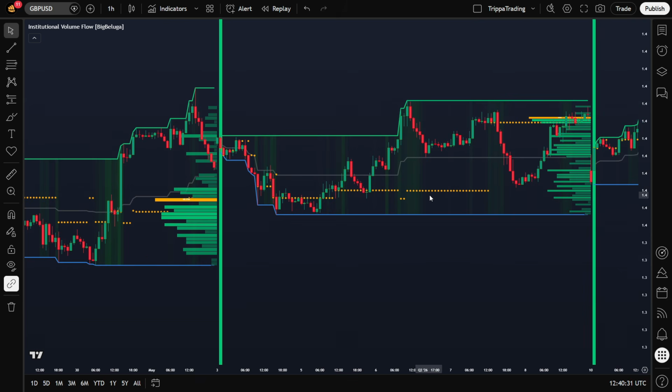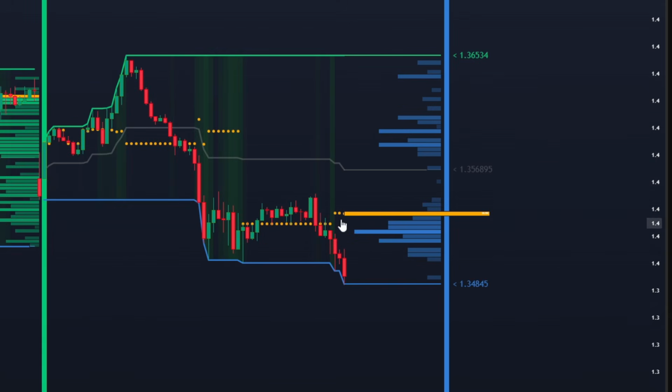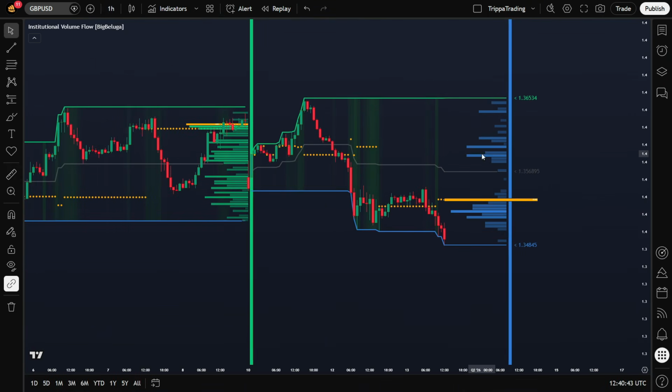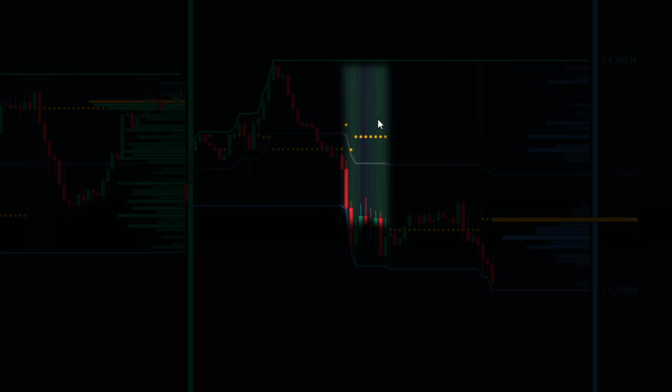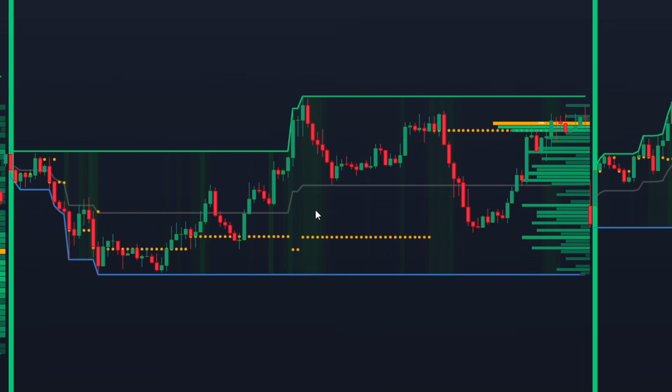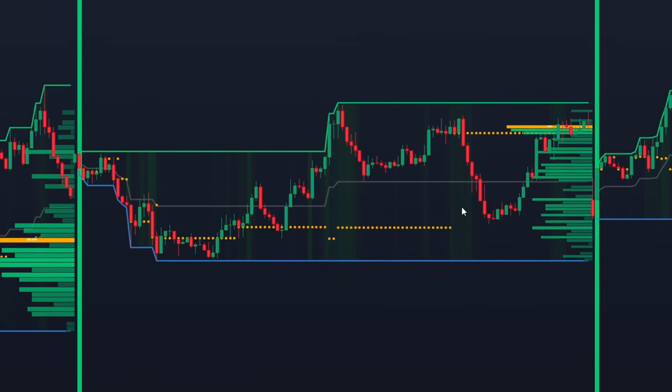Now, there is another visual detail here that matters. When the volume profile is above the midpoint, the profile is shown in green. When it is below the midpoint, it is shown in blue. That gives you a quick visual sense of whether the heavy activity is happening above or below the segment's balance area. And then you also have the highlighted vertical background zones. These are the time periods where volume was significantly high compared to normal. The indicator uses average and standard deviation logic to identify those periods.